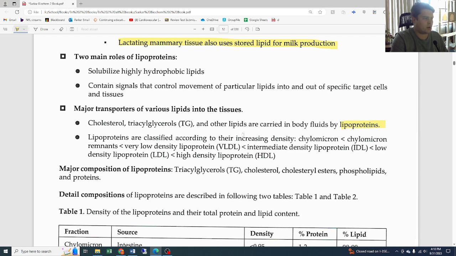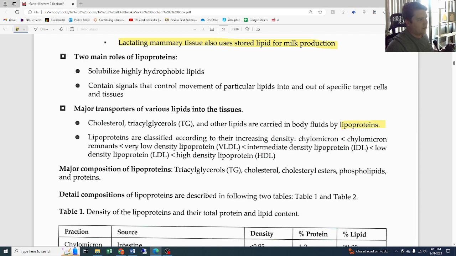Lipoproteins are classified according to their increasing density. We'll start with the chylomicron, and then chylomicron remnants. Remember we talked about the chylomicron and chylomicron remnants. Chylomicrons are found in the small intestine, where they grab onto the triacylglycerols coming from the small intestine after they've been digested, and then they get broken down and become chylomicron remnants.